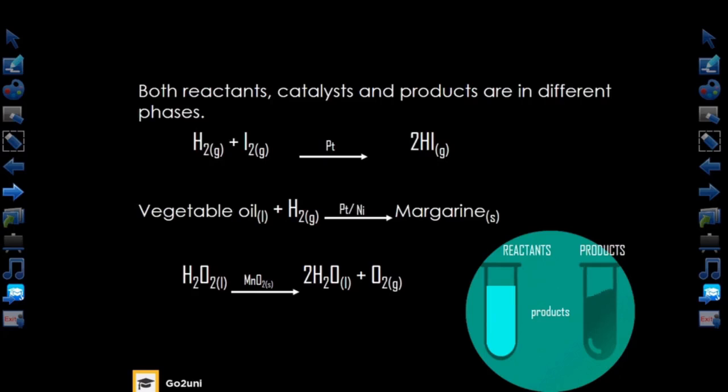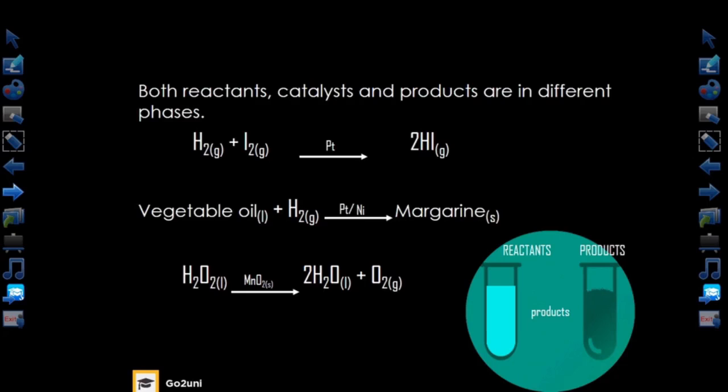Vegetable oil can react with hydrogen. That is to say, we carry out the hydrogenation of vegetable oils. Hydrogenation of vegetable oils gives margarine, which is a solid substance, and that reaction is usually facilitated by platinum or nickel. That is what we refer to as a heterogeneous catalyst. Heterogeneous simply means different, not the same.